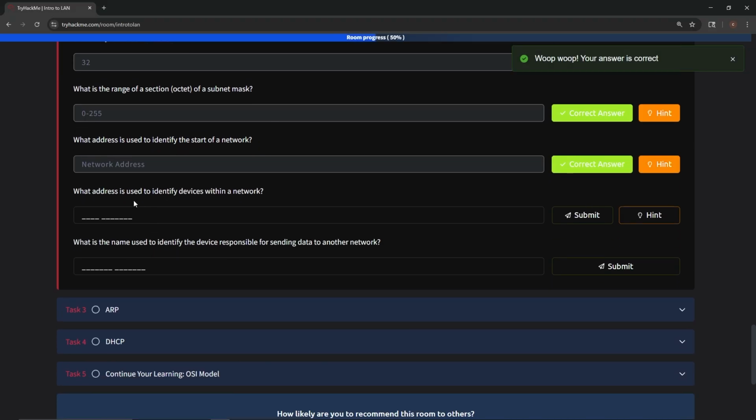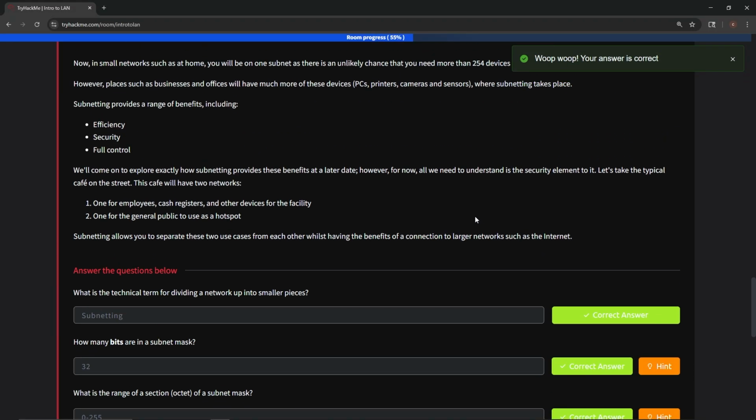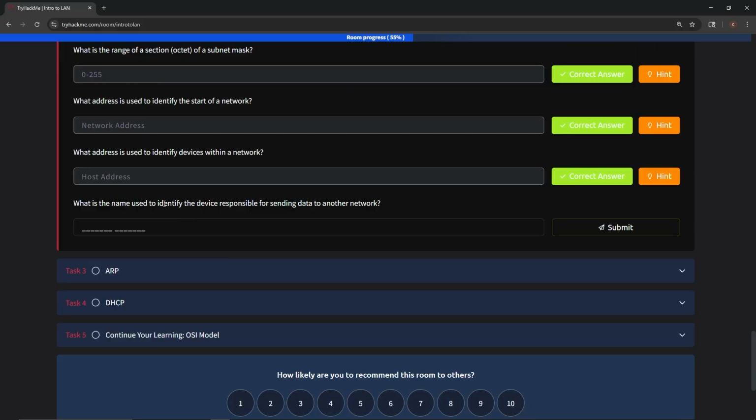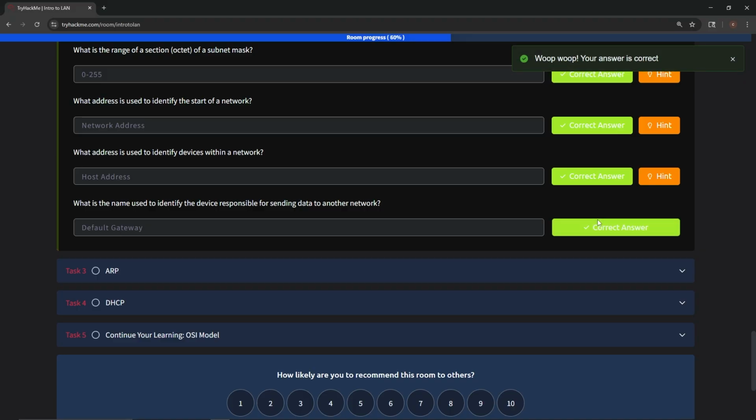What address is used to identify devices within a network? Host address. Submit it. Beautiful. What was the last one? Default gateway. What is the name used to identify the device responsible for sending data to another network? Default gateway. All right, submit it. Take your time. Okay, there we go.